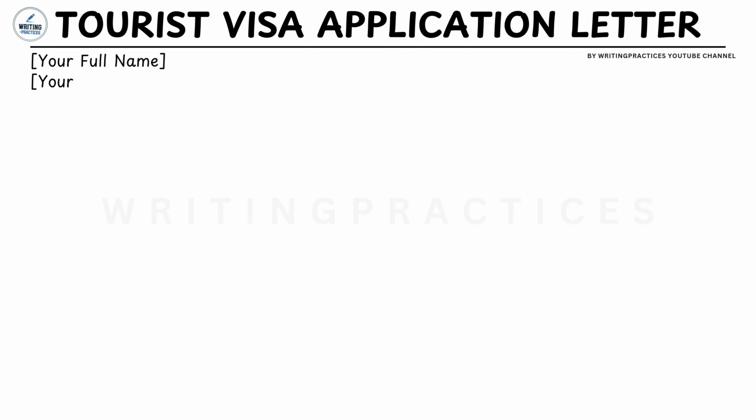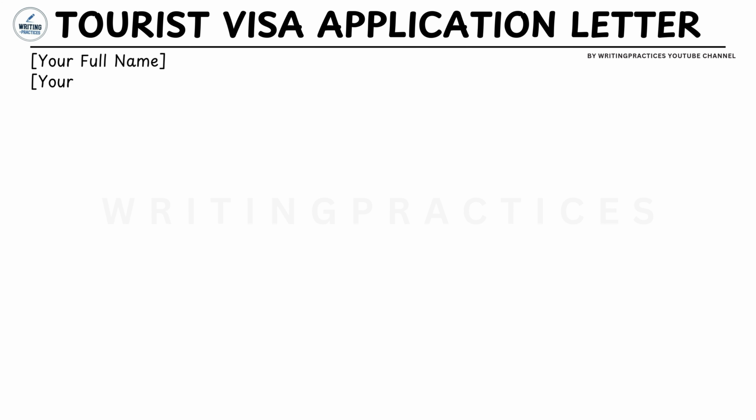Date, indicating when you're writing the letter. After your personal details, include the date you are writing the letter. This is important because embassies review visa applications based on submission dates. A good format to use is April 15th, 2025, to keep it professional and readable.